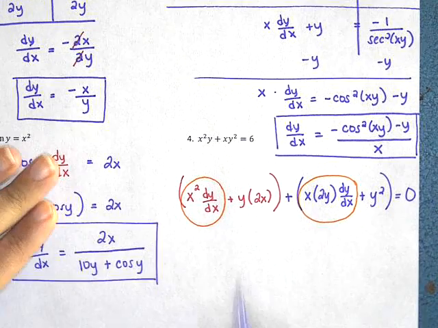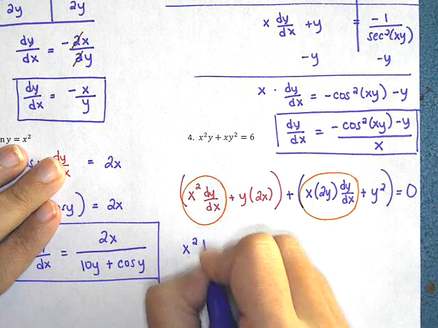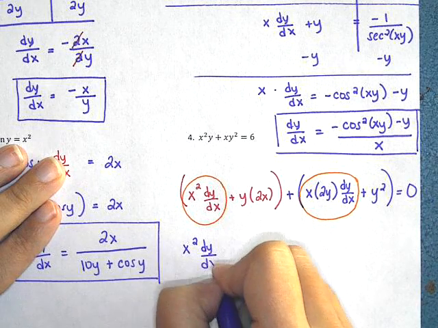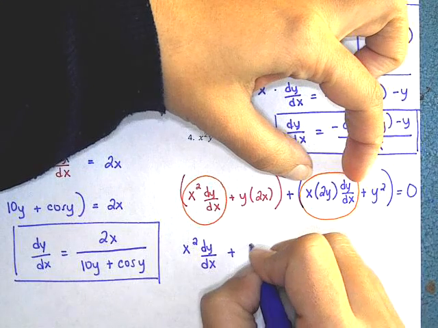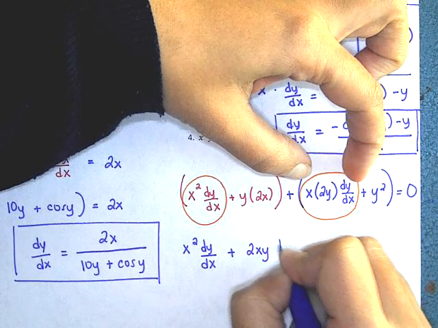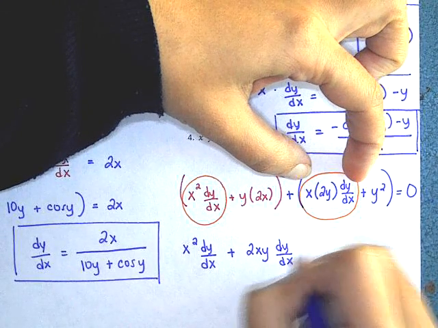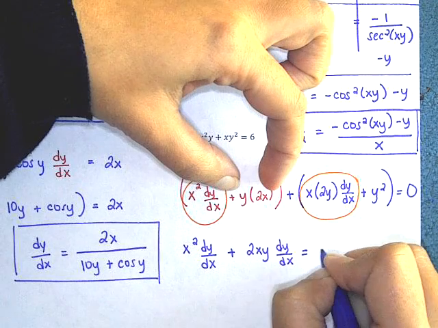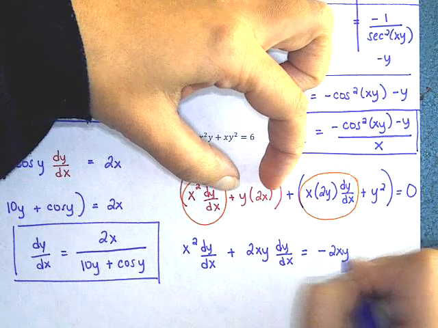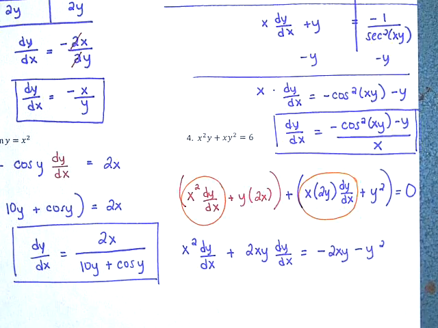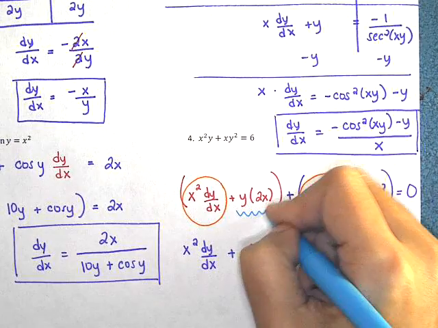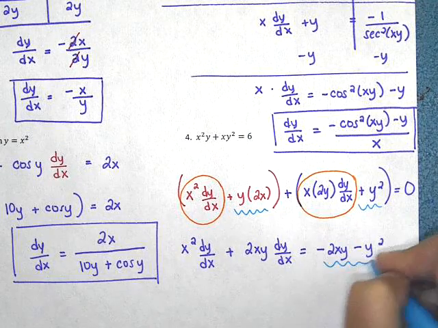So I'm going to subtract. I'm going to have x squared dy dx. I'm going to leave that here. Plus, and now I'm just going to make this part look a little bit prettier, 2xy dy dx equals, subtract 2xy, subtract y squared. So again, I'm subtracting this, and that's how I get this.